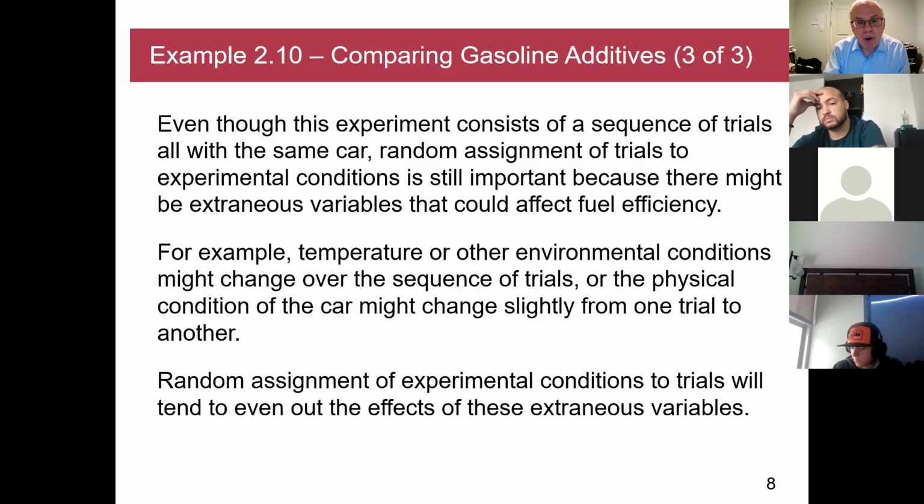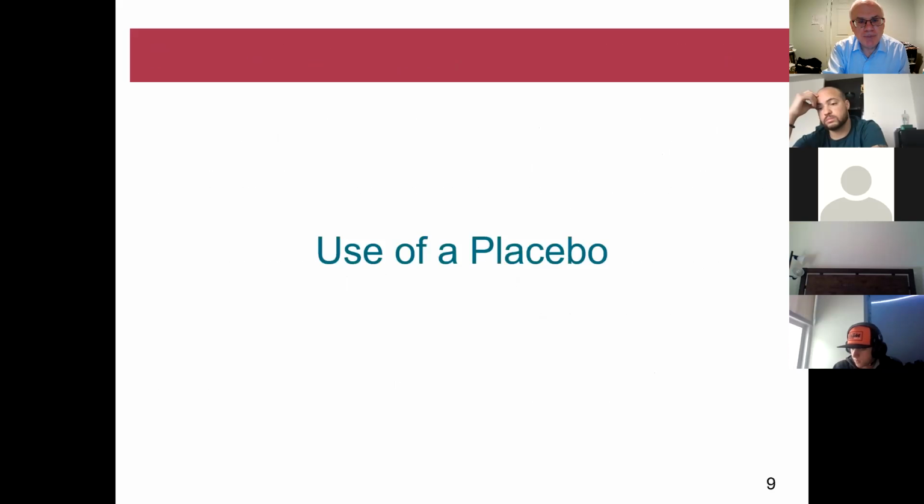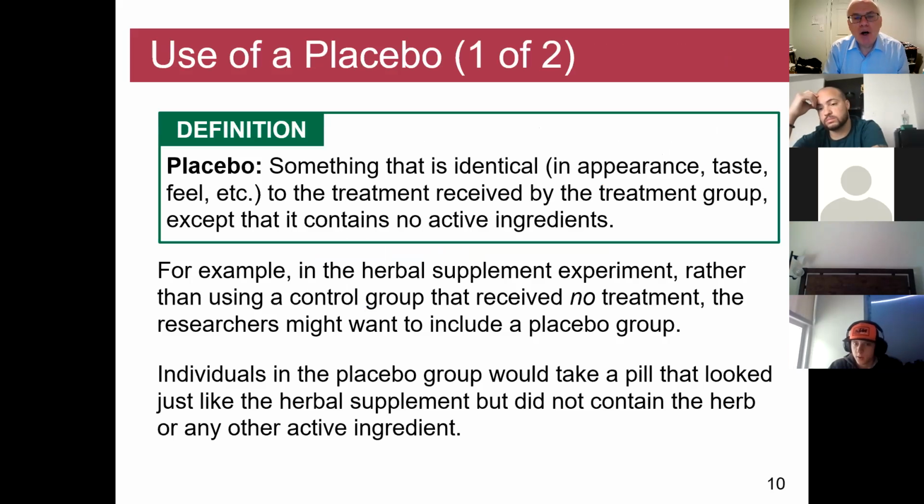So random assignment, in this case, tends to even out the effects of the extraneous variables. So we're basically saying, all right, does the additive cause the efficiency of the car to go up, right? Does the additive do that? And that's what we're trying to determine. Now, sometimes it's good not to know whether you're receiving the treatment or a control group, all right?